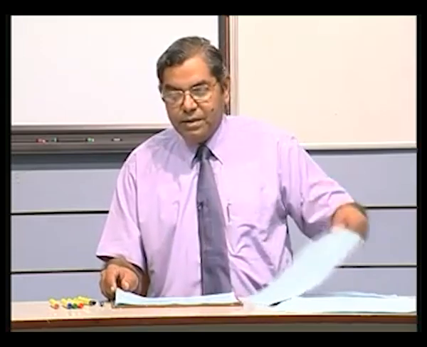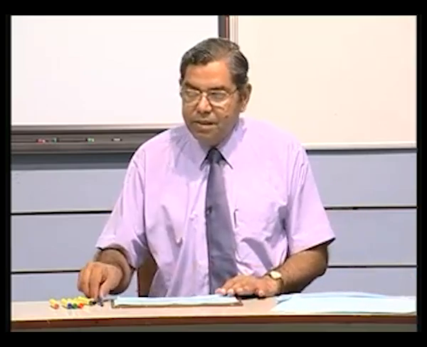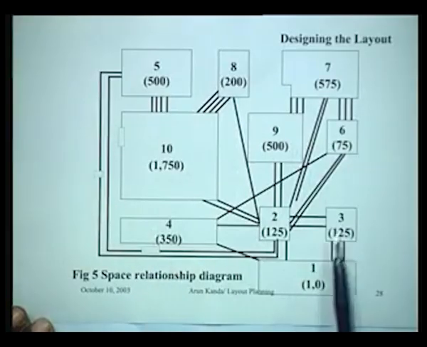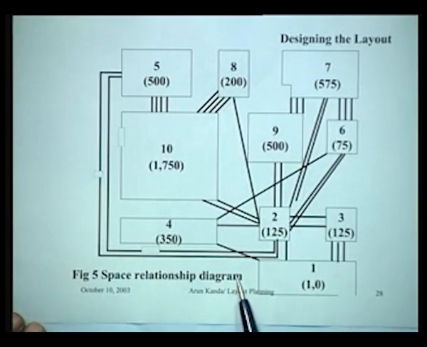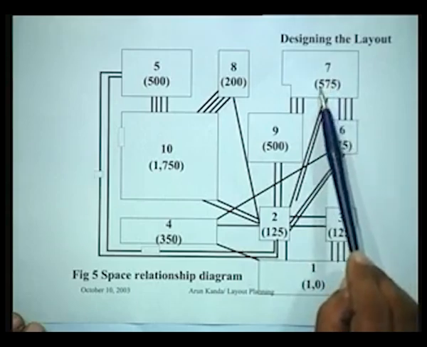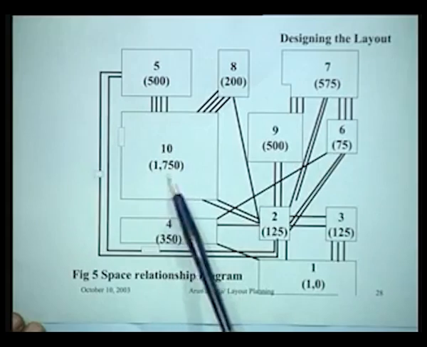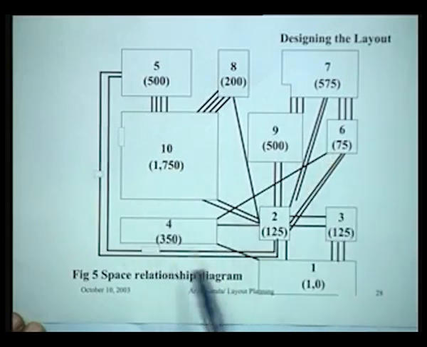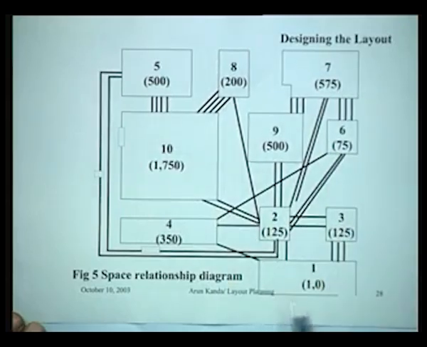What is then finally done is, we had the activity relationship diagram. In the activity relationship diagram, each department was shown as a square. This is called a space relationship diagram. We did the calculations for the space. Now each department is shown proportional to its size. This department had a size of so much, this department had a size of so much, and so on. This was a bigger department, it has a size of 1750, and so on. So you represent these departments in terms of sizes proportional to their areas. So you know this. So what is the problem now?